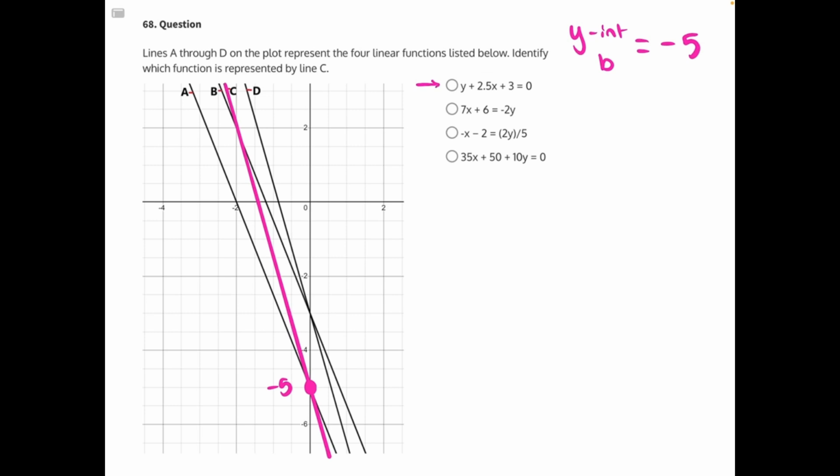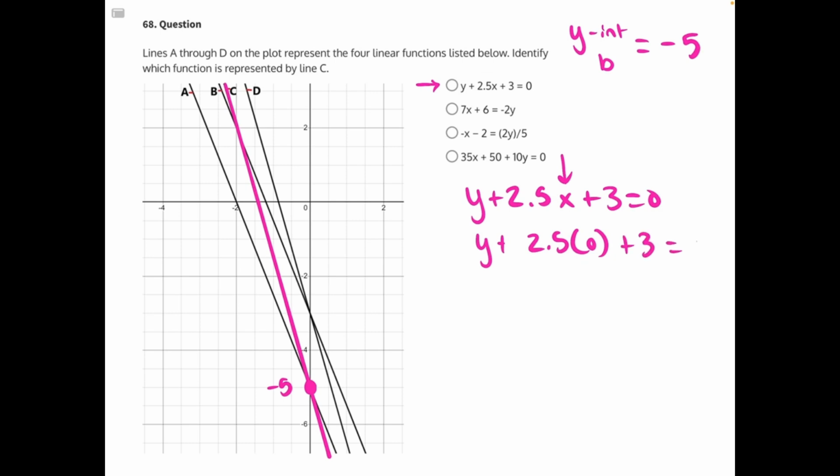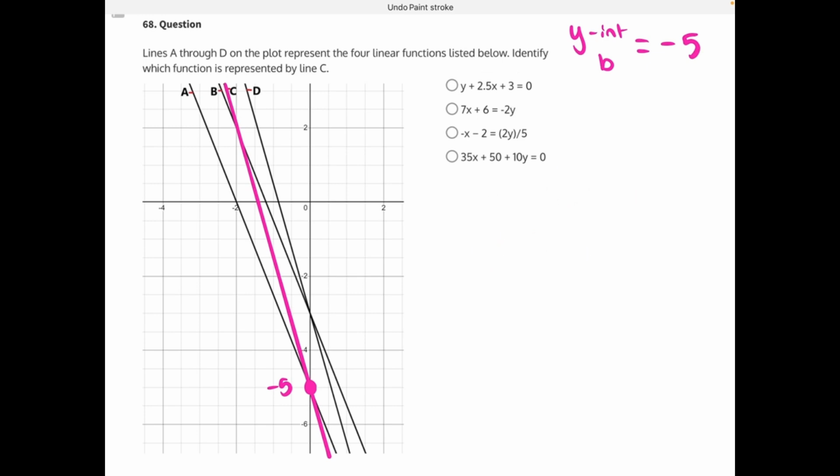So let's start with this first equation here, y plus 2.5x plus 3 equals 0, and substitute in 0 for x. Y plus 2.5 times 0 plus 3 equals 0. Anything times 0 is 0, so that completely cancels, leaving us with y plus 3 equals 0. Now I know I have to do opposite operations to isolate y, but subtracting 3 from 0 is not going to give me -5. So I can go ahead and abandon this equation and start working on another one. Answer choice A is incorrect.